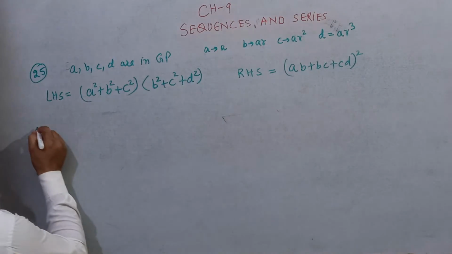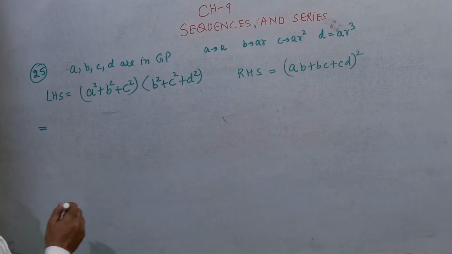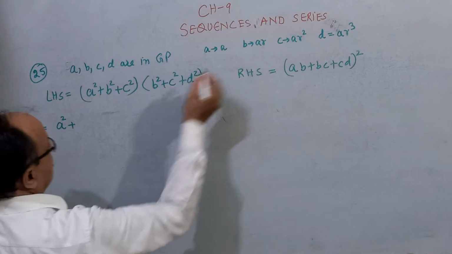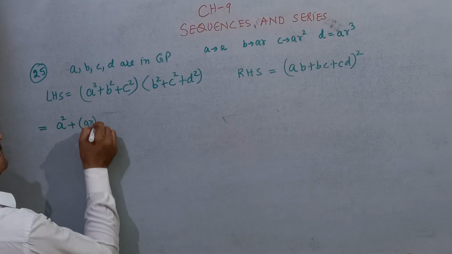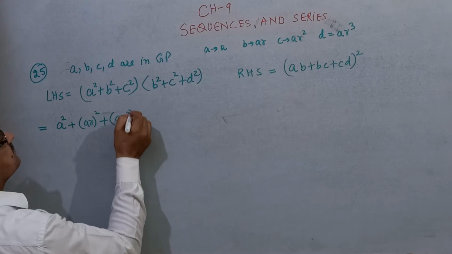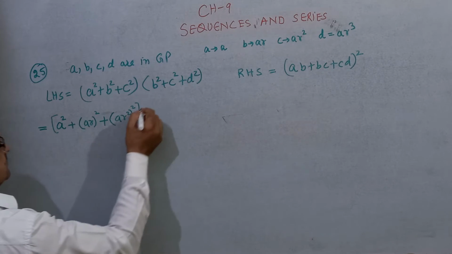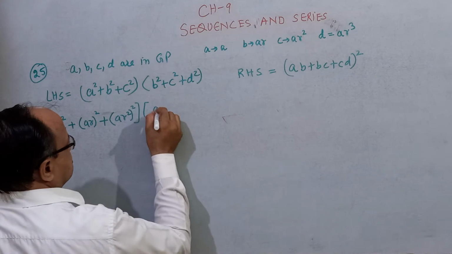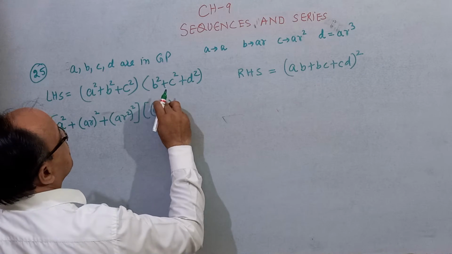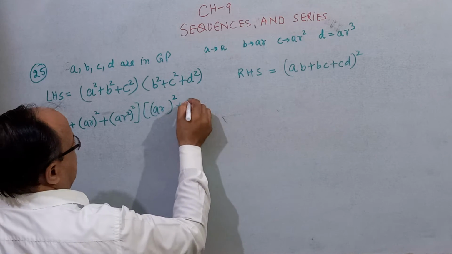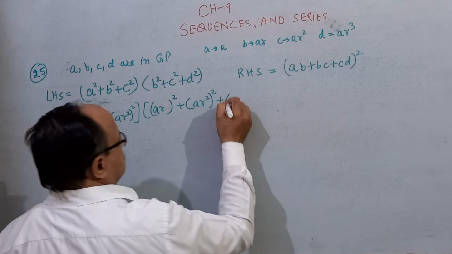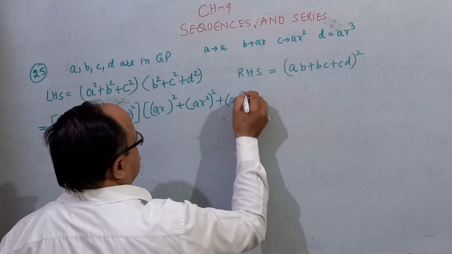Now, left hand side, put the value of A, you know already A. Put the value of B, you know AR. Put the value of C, AR square. Here, B is AR, C you know AR square, and D you know AR to the power 3, whole square.